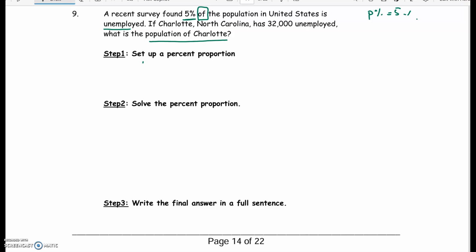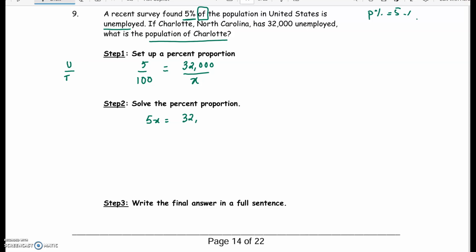So we have 5%. So this is your unemployed over the total is equal to unemployed, which is 32,000, over the total, which we don't know. So we're comparing two quantities, unemployed over the total, so 5 over 100 is 32,000 over x. Now the rest is the usual cross multiply.